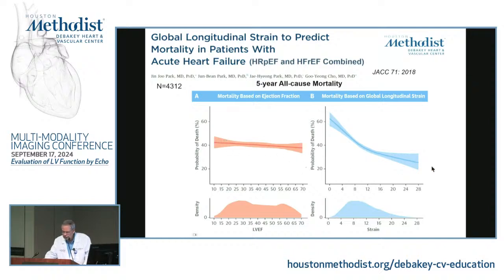Okay? And this is with GLS. And you can see that the big crossover, again, is around 16. Once you hit 15 or less or so, now the curve becomes very steep in terms of outcomes, with mortality being the primary outcome, which is a very solid outcome.